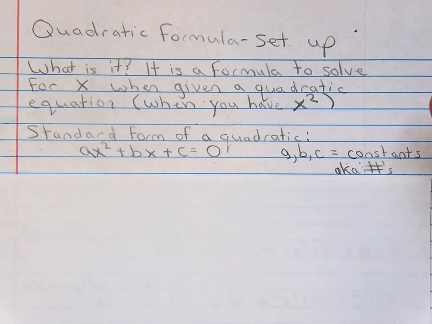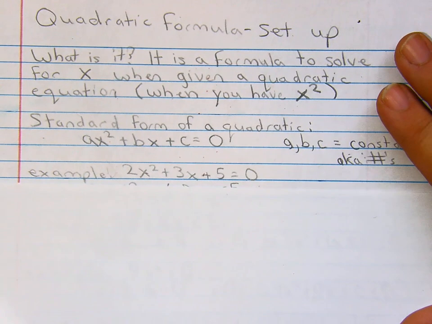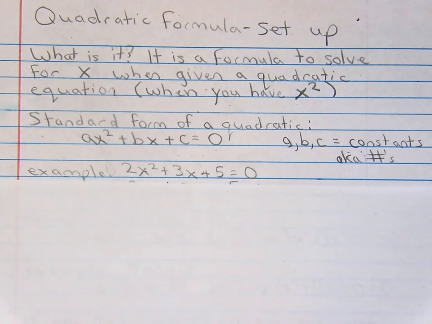And remember, constants is just a fancy term for numbers. So variables are my x's and my y's, my unknowns. Constants are my a's, my b's, my c's, that can be plugged in with 1s, 2s, 5s, and numbers. So an example you might see is something that looks like this. 2x squared plus 3x plus 5 equals 0.